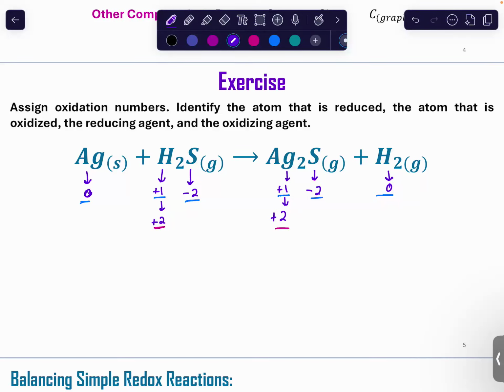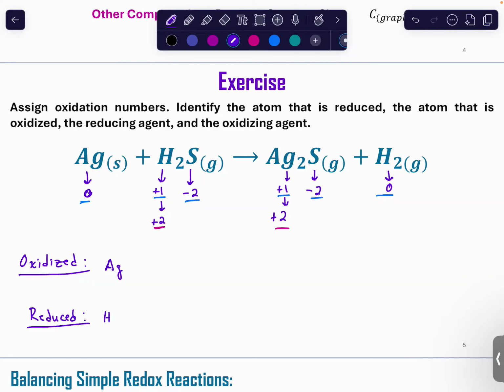Okay, now, which atom was oxidized? Silver. Why? Well, it became more positive, so it lost electrons. So which atom was reduced? Hydrogen went from a +1 to a 0.